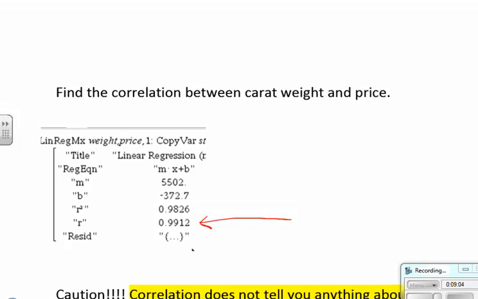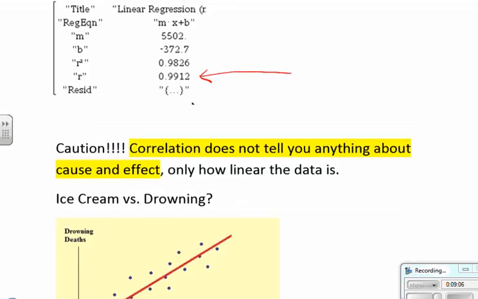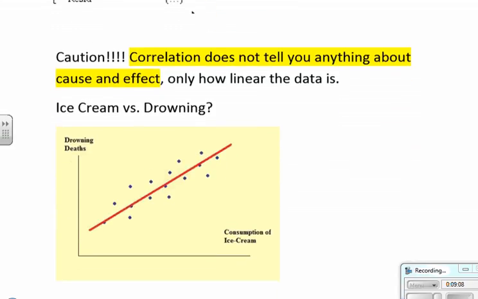A word of caution about correlation. Correlation does not tell you that one thing causes the other. It only means that there's an association between the two variables and how linear it is. For example, let's say we wanted to graph the number of people that drowned every month of the year and how much ice cream was consumed. That data actually has a pretty strong positive correlation.